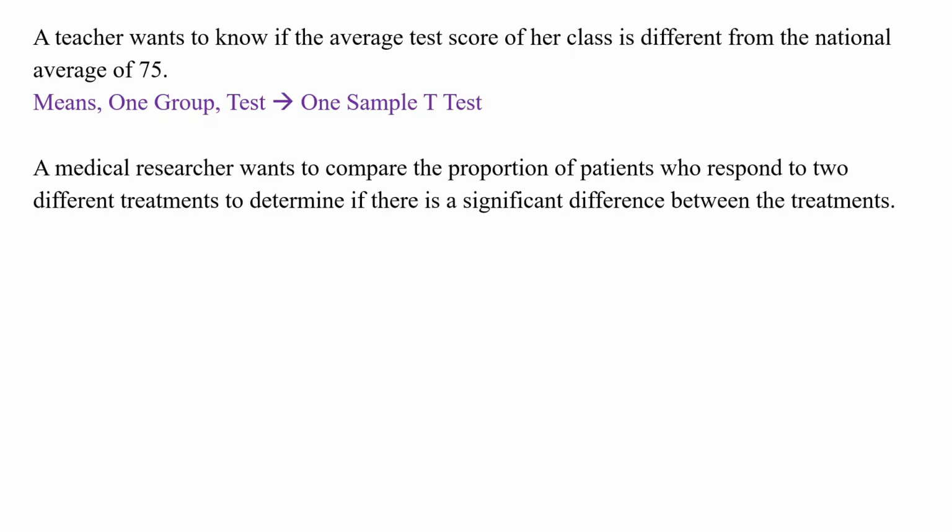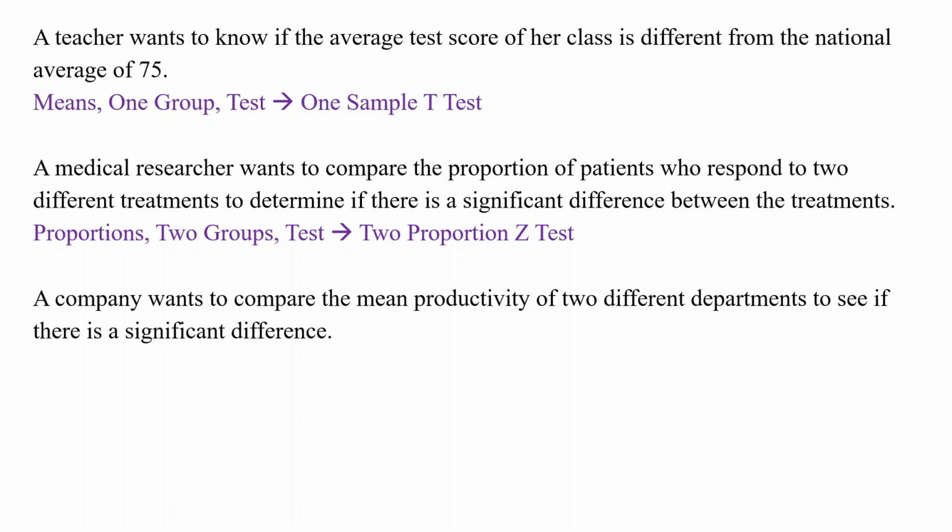A medical researcher wants to compare the proportion of patients who respond to 2 different treatments to determine if there's a significant difference between the treatments. Okay, so compare the proportion. So we're working with proportions. We're comparing it between 2 different treatment groups. So it's 2 groups. And if there's a significant difference, we want to answer this with a test. So we're going to do a 2 proportion Z test on here.